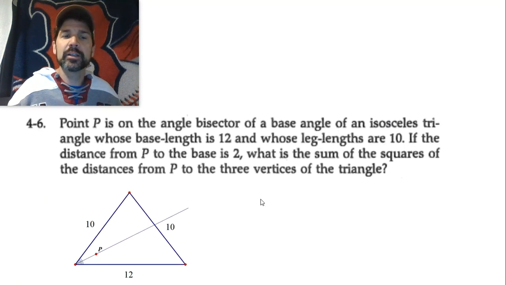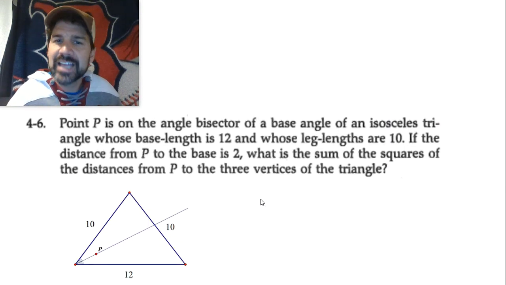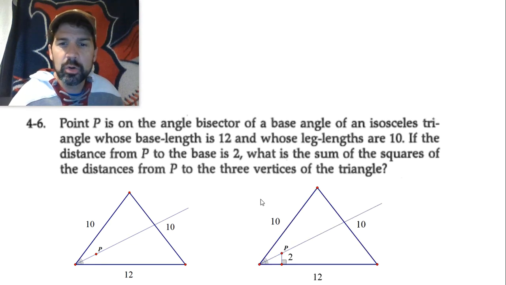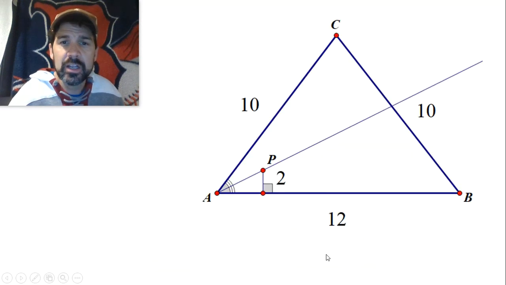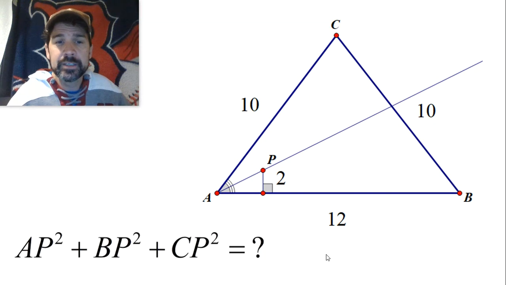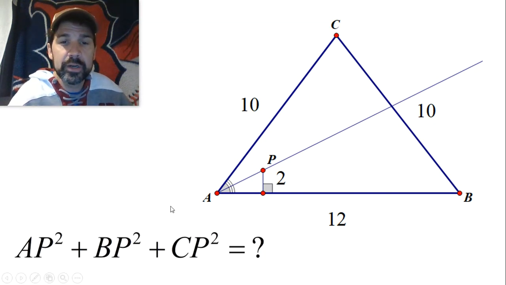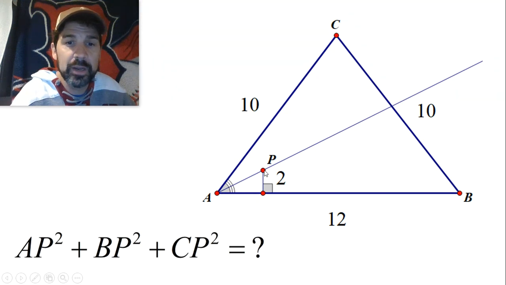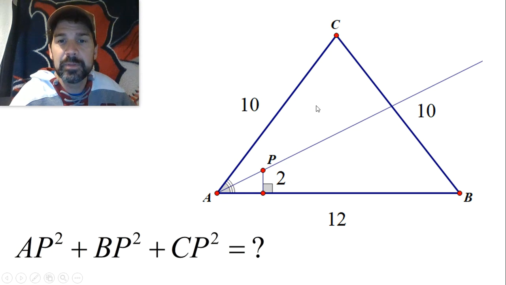All right, so let's go back to our original problem and see exactly what it's asking for again. We're told that the distance from P to one of the sides is 2. So this is 2 right there. I'm going to blow this up, make it a little bit bigger. What we're asked for is the sum of the squares from P to the vertices. So we want AP squared, BP squared, and CP squared.